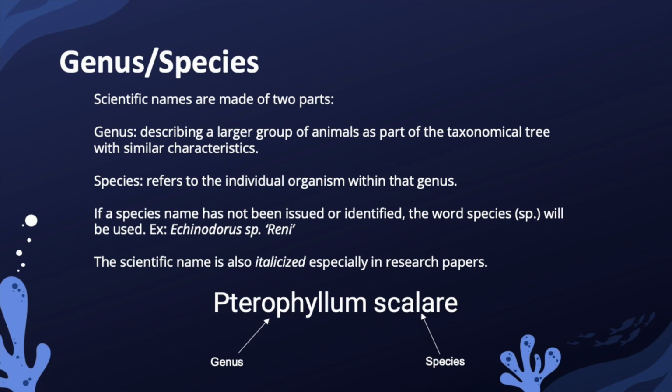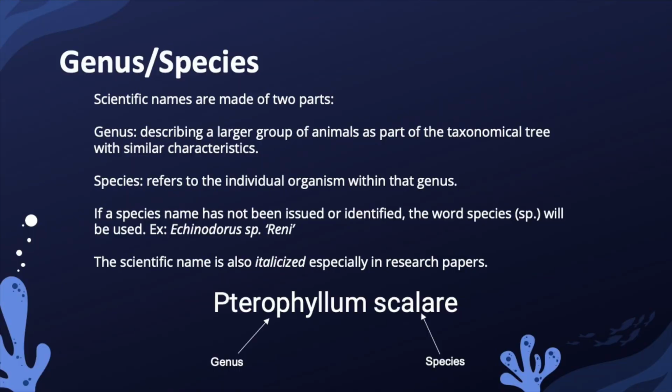So the genus describes a larger group of animals as part of a taxonomical tree with similar characteristics. That can be the body shape, any pattern on the body, coloration, things like that. And then the second portion is the species, which refers to the individual organism within that genus. So that species is what distinguishes an organism from a different organism.